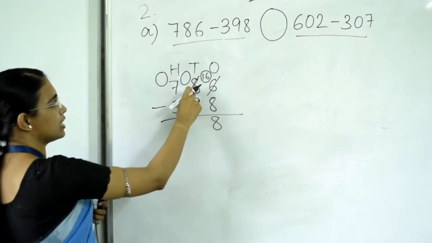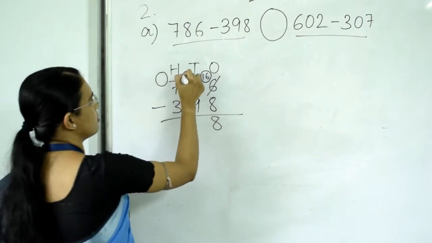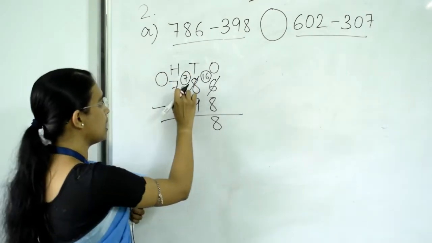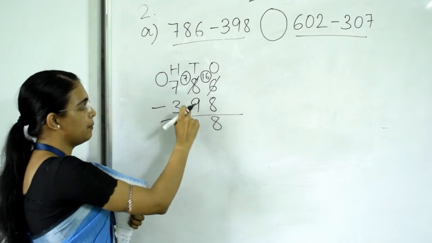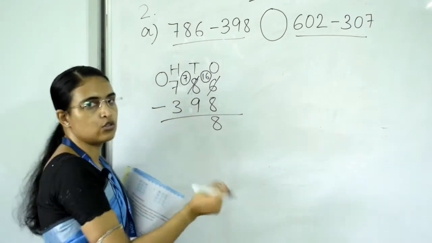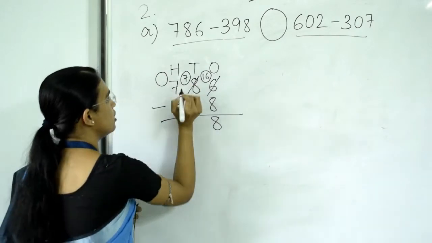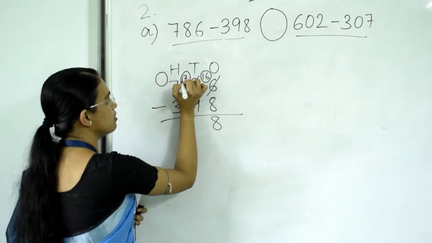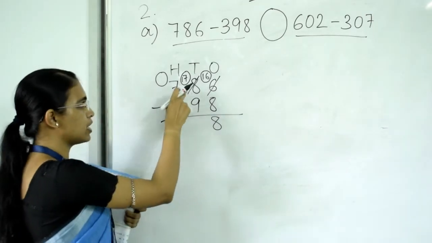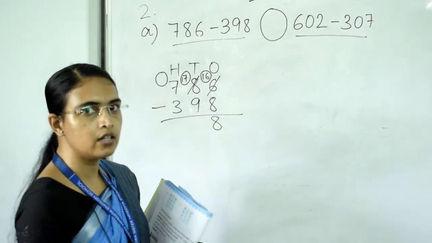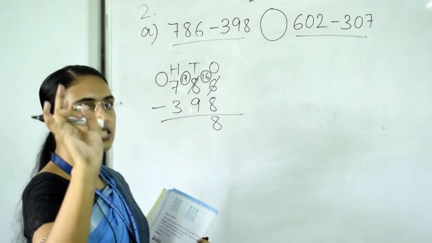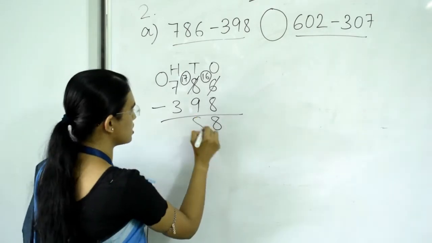So when you subtract 1 from 8, it becomes 7, right? So here we have 7 in the tens place at the top, but at the bottom we have 9. So 9 is bigger than 7. So again we have to take a carry. When you take a carry, 7 becomes 17. Now after 9, what comes? 10, 11, 12, 13, 14, 15, 16, 17. Again we got the answer 8.